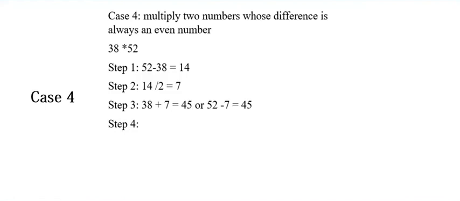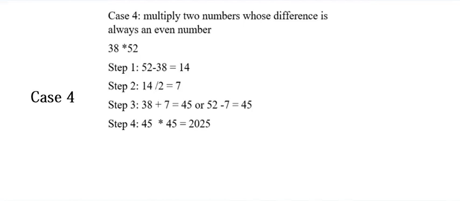Now whatever answer I get by adding or subtracting, I will square the value. That's nothing but 45 into 45. Now 45 into 45 is what? 2025. Now let's go to step number 5.